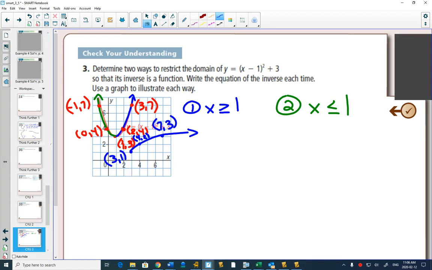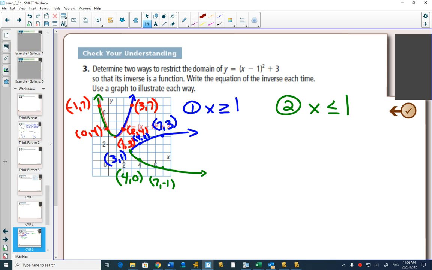If I did the same with the points on the green part of my graph, switch colors to green, I would still have 3, 1. Instead of 0, 4, I would have 4, 0. And instead of negative 1, 7, I would have 7, negative 1. And this would be that part.